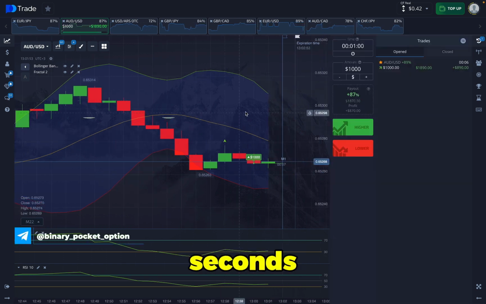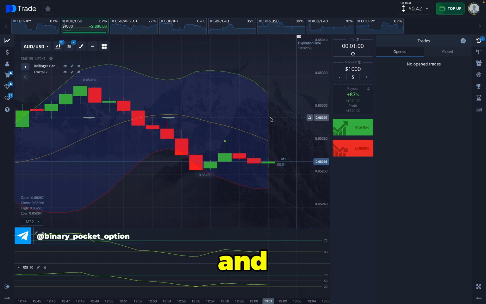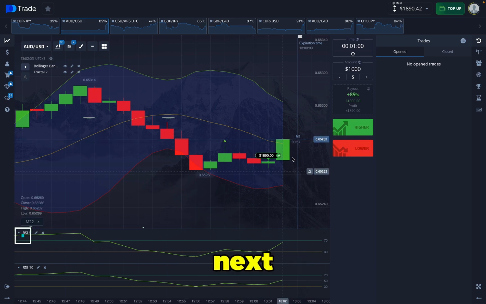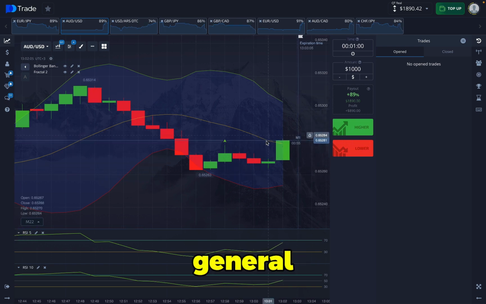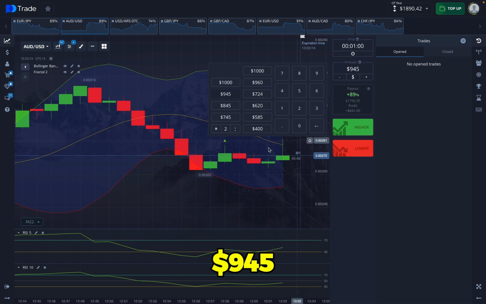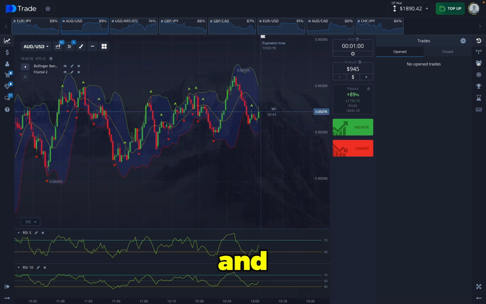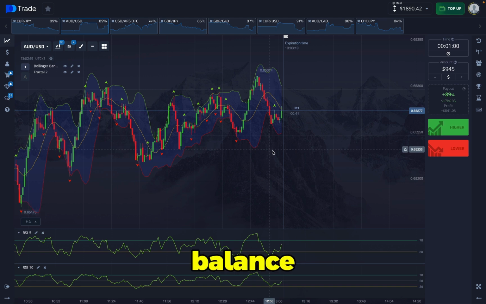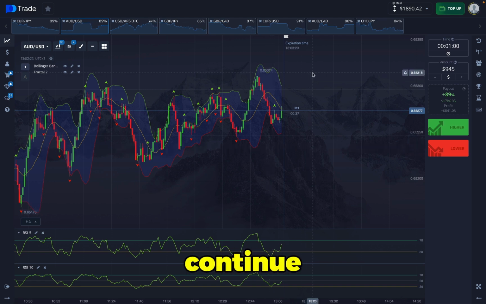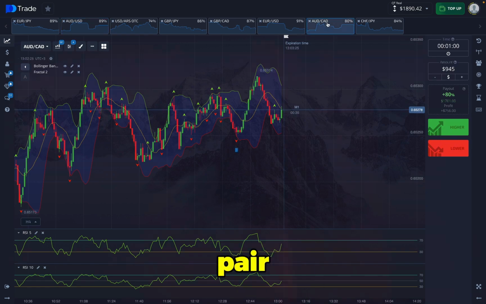So the last seconds. And the first deal closes in A+. As I said, the dynamics on the next candle went up. In general, I am completely satisfied with the result. The deal was absolutely correct. Let's change the amount of the deal value, put $945 and reopen 2 deals for the entire balance, namely for $1,800. Let's continue and select the next currency pair.